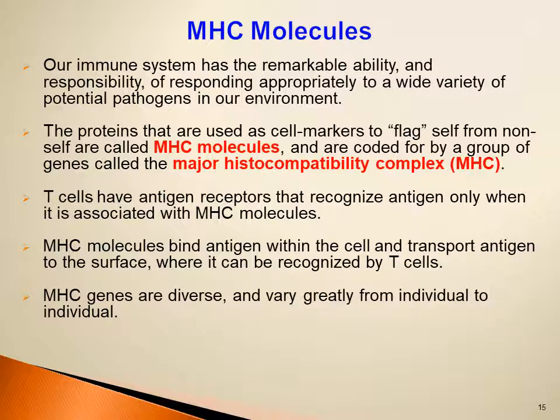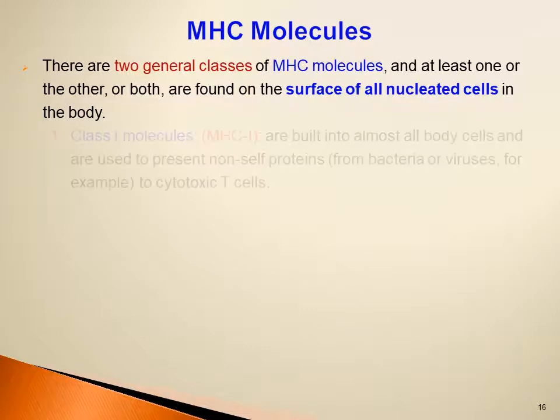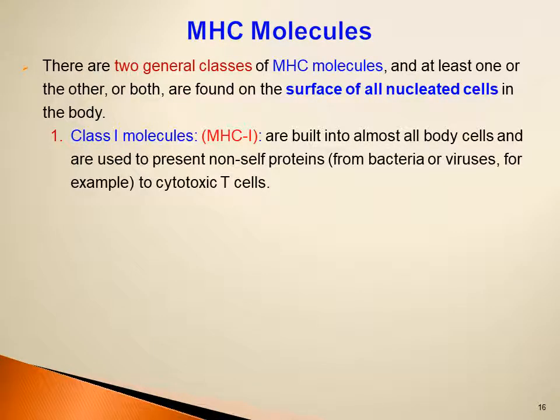Major histocompatibility genes are diverse and vary greatly from one individual to another. There are two general classes of MHC molecules, and at least one or the other or both are found on the surface of all nucleated cells in the body. Class 1 molecules, MHC1, are built into almost all body cells and are used to present non-self proteins from bacteria and viruses, for example, to cytotoxic T cells.